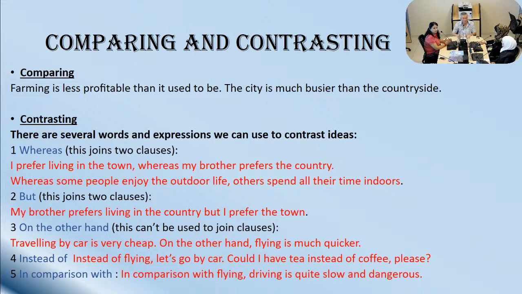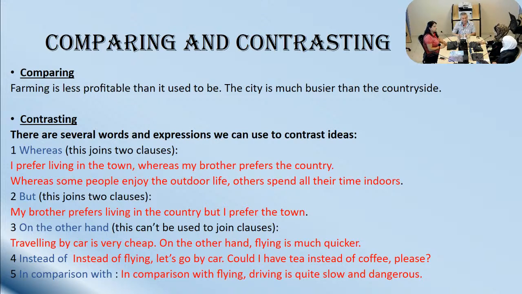The first one is whereas, which joins two clauses. I prefer living in the town, whereas my brother prefers the country. We can replace it with but, the same meaning. Whereas some people enjoy the outdoor life, others spend all their time indoors. We can use it at the beginning or in the middle of the sentence, it doesn't matter.